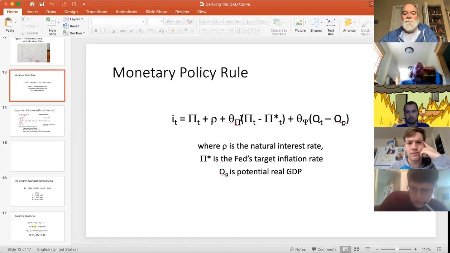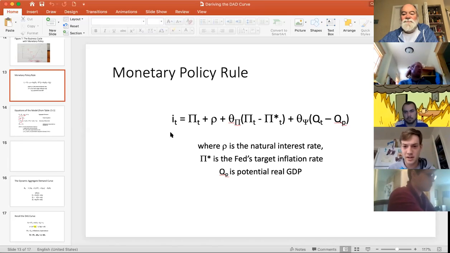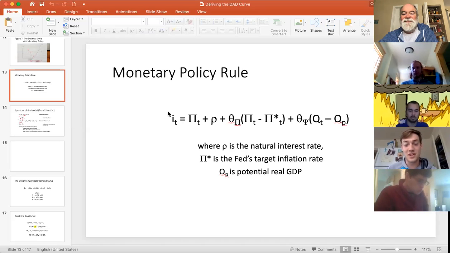I'll give you a hint. Theta pi is positive. Okay. So if pi rises above pi star, then what is that? The interest rate would decrease? I don't think so. I think it's the other way.